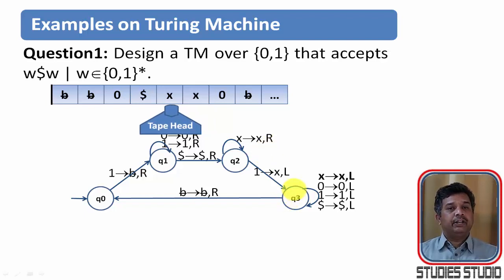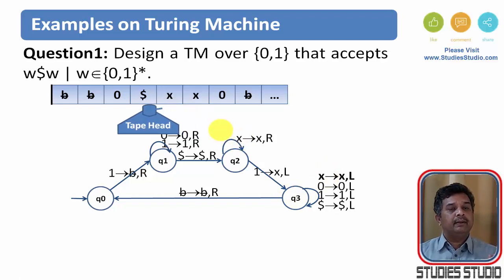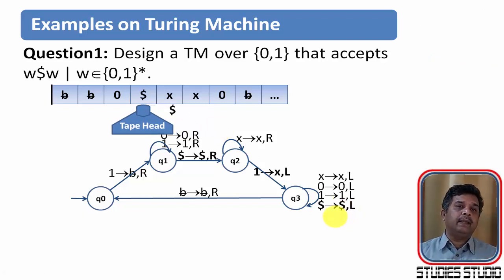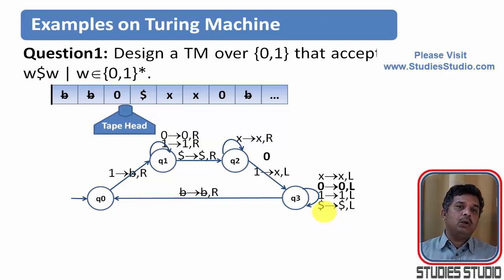Now I am at state Q3. I got input symbol x. If I am getting input symbol x, I'll write x onto the tape. Again start moving left. Again the input symbol is dollar. I'll write dollar onto the tape. Moving left. Now the input symbol is 0. I'll write 0 onto the tape and then moving left.